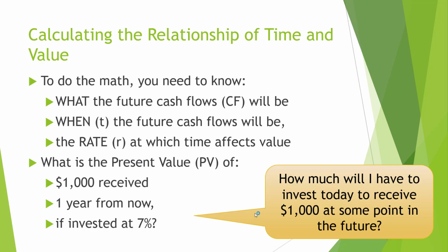So let's go ahead and calculate the relationship of time and value. To do the math, we need to know what the future cash flows will be, when the future cash flows will be, and the rate at which time affects value. So here's our scenario that we're going to work through. What is the present value of $1,000 received 1 year from now if invested at 7%? In other words, you want to ask yourself, how much do I have to invest today to receive $1,000 in the future, specifically 1 year?